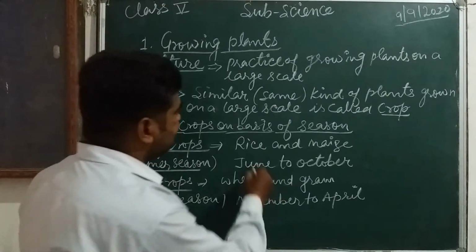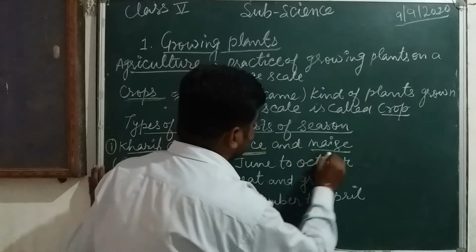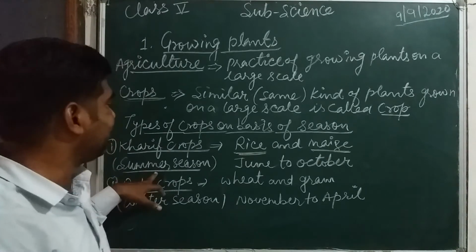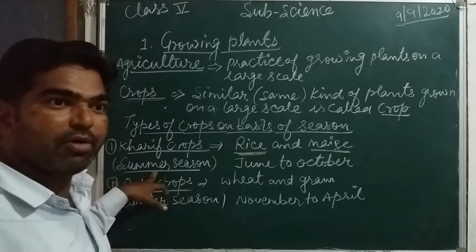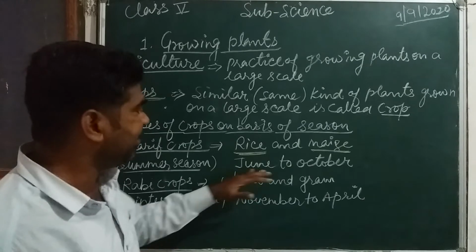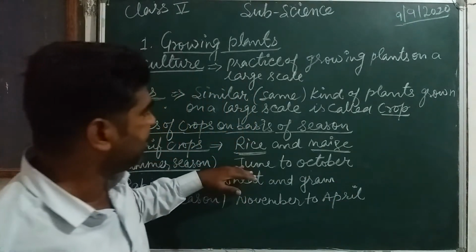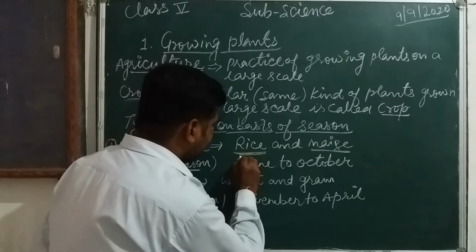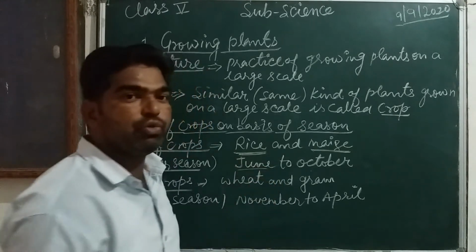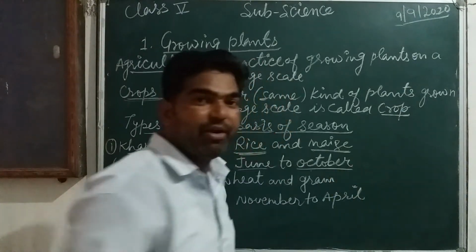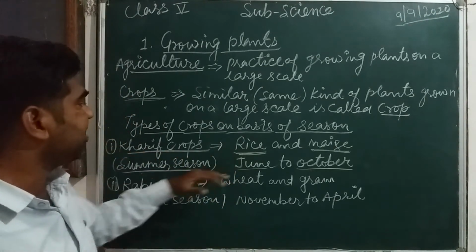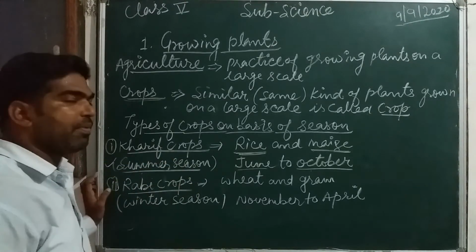Kharif crops means crops like rice and maize. Rice and maize are examples of kharif crops. And kharif crops are generally also known as summer crops. Why is it called a summer crop? Because the suitable season for growing this crop is summer, means between June and October. The time of planting this crop is the month of June, and it should be harvested at the end of October. So this is the time period for a kharif crop. That is why it is called a summer crop or a summer season crop.